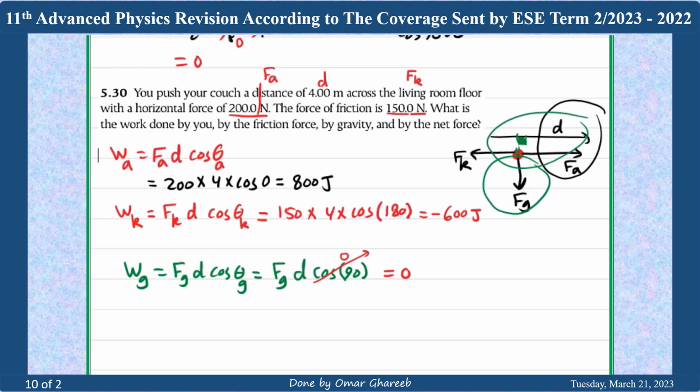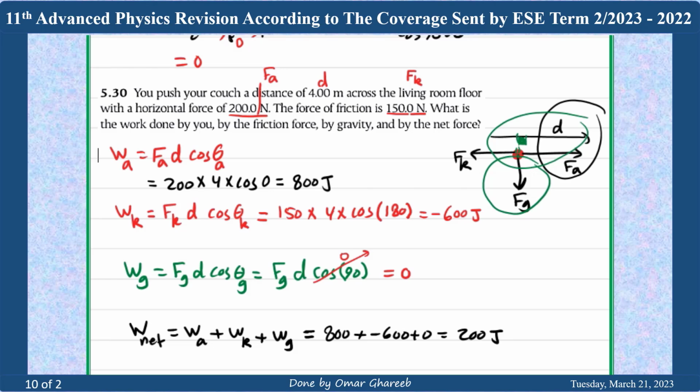Now we need the work done by the net force. W net equals W by me plus W by the friction plus W by the gravity. We have no other forces, me and friction and gravity. So add these works to each other: 800 plus minus 600 plus 0, it is 200 joules.